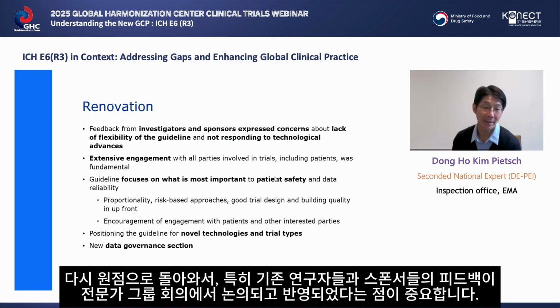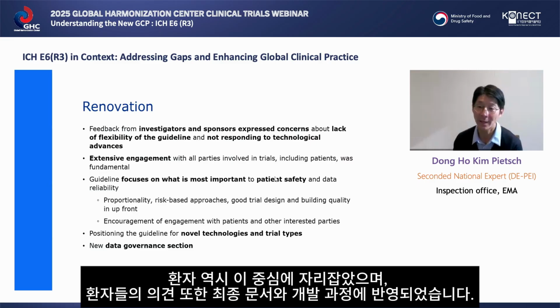Going back, I already raised some points as part of the renovation, but I think it's really important that the feedback, especially from investigators and sponsors, was taken into account, reflected and discussed in the expert working group meetings. And as patients are at the forefront of this, patients' input was also taken on board in the final document and the development process.